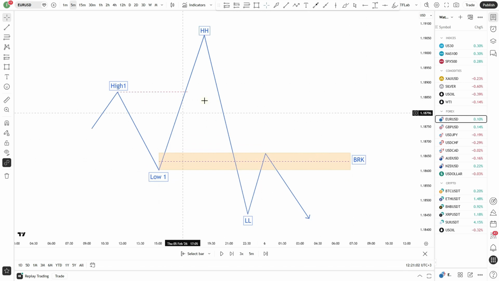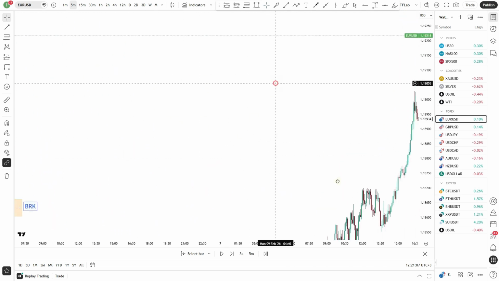All right, that's the breaker part. Now let's move on. Let's see how you can get familiar with this pattern.